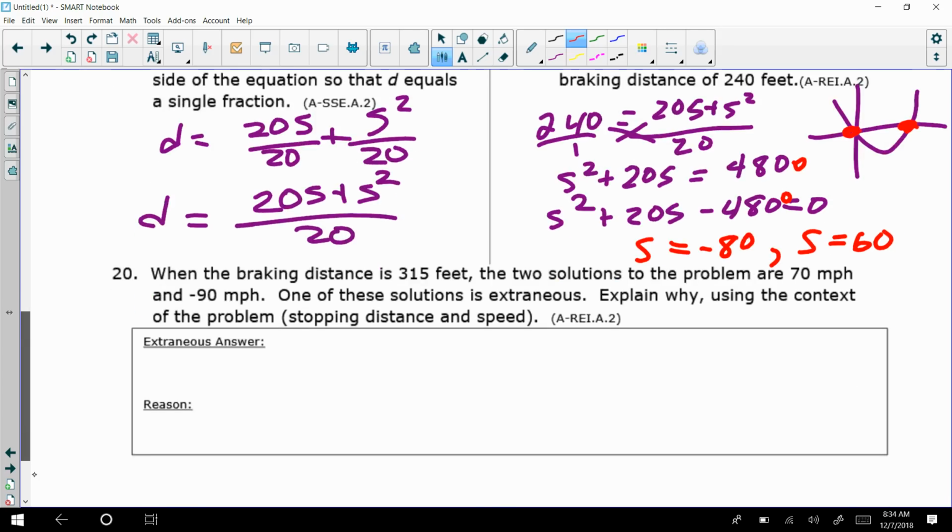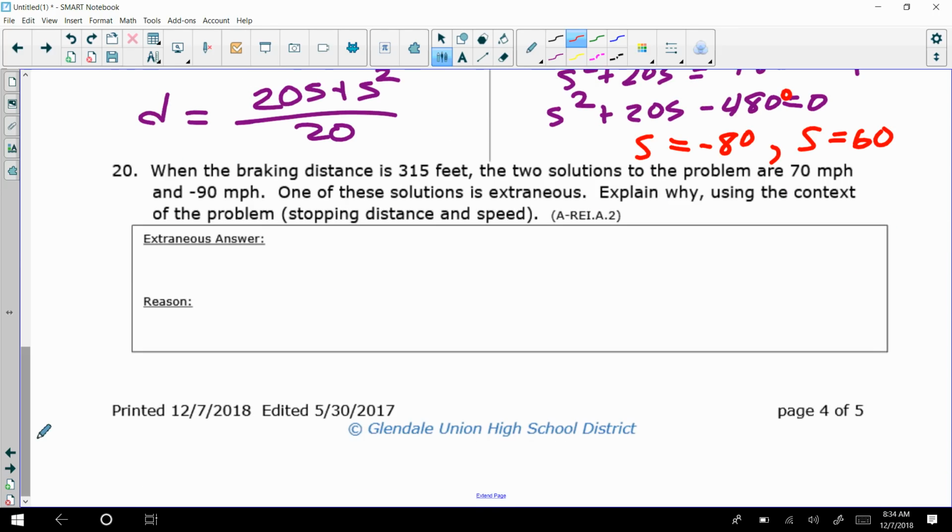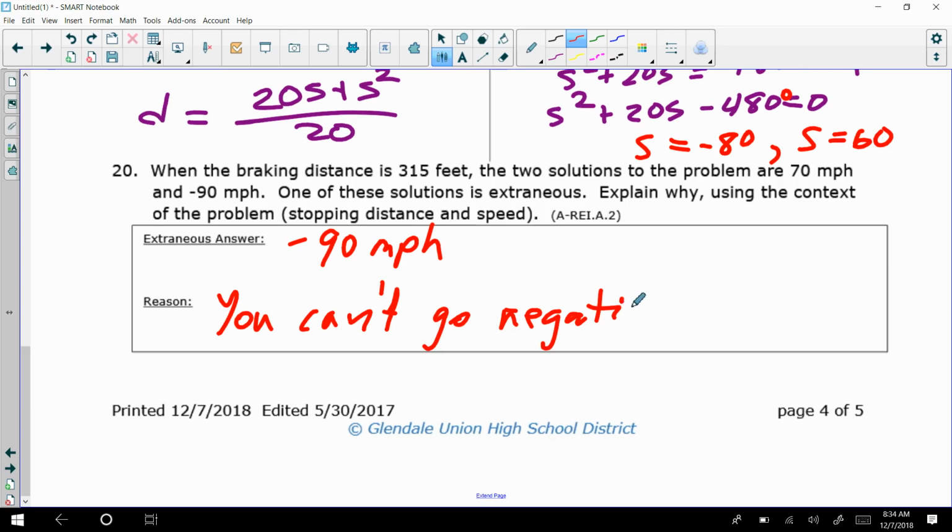So this problem right here says, when the braking distance is 315, the solutions are 70 and -90. One of these is extraneous. So I would say the extraneous answer is -90 miles per hour. The reason, you can't go, I'll put the word negative speeds. There's no such thing in real life as a negative speed.